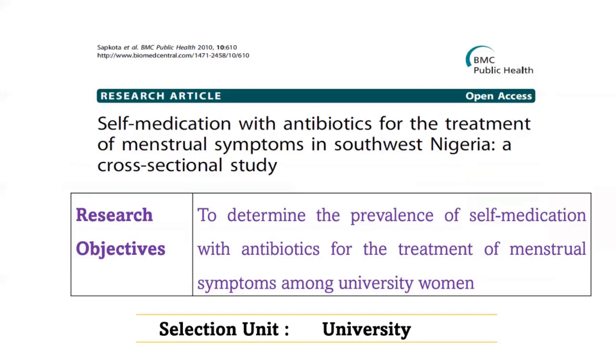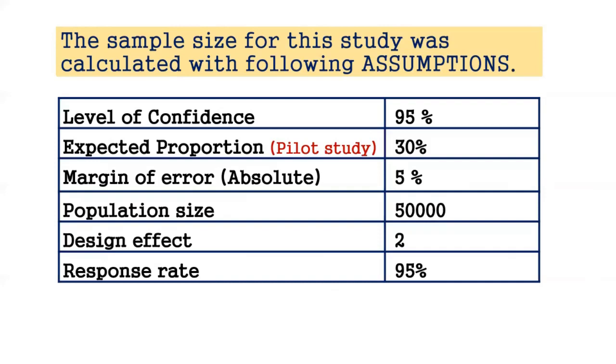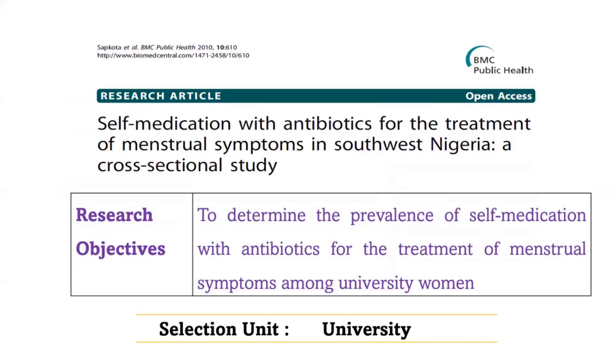So now, again, I think we can skip this question because this is again a single proportion. But again, you can do this. Let's do this because there are a few more adjustments. So self-medication, this was a research question. The correct answer is 632. Self-medication with antibiotics for treatment of menstrual symptoms in Southwest Nigeria, a cross-section study.